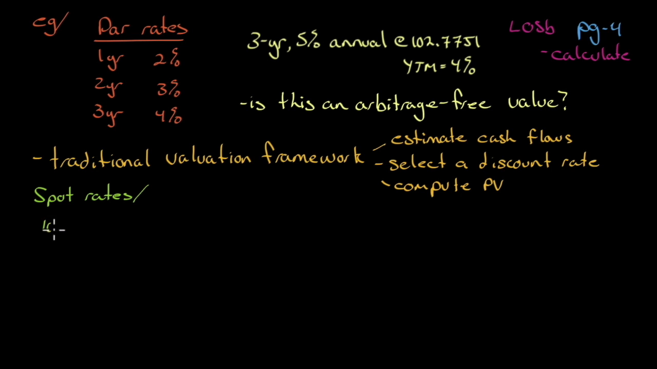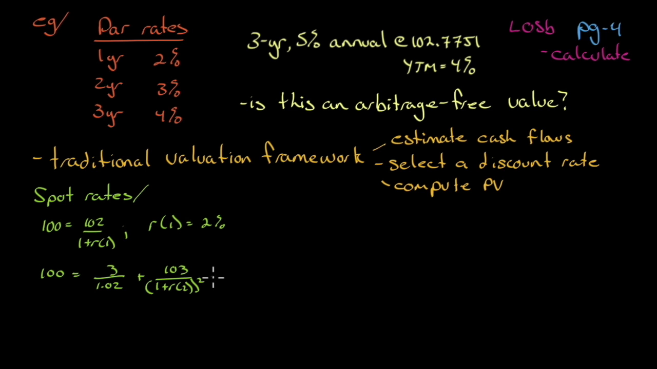So what are our spot rates? Well, 100 must equal the 1-year, 102, discounted at 1 plus R1. It doesn't take much to see here that R1 is exactly 2%. Our next one: 100 must equal, it's a 3% bond, so we have 3 discounted by the 1-year spot rate plus 103 discounted by (1 plus R2) squared. And we solve for R2. We will get 3.015%.